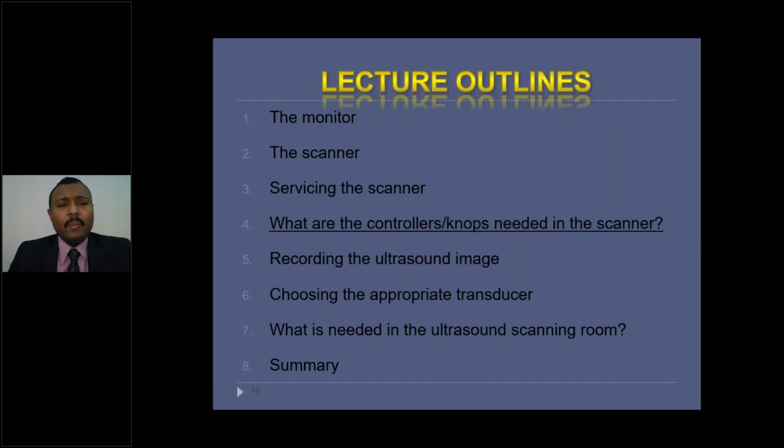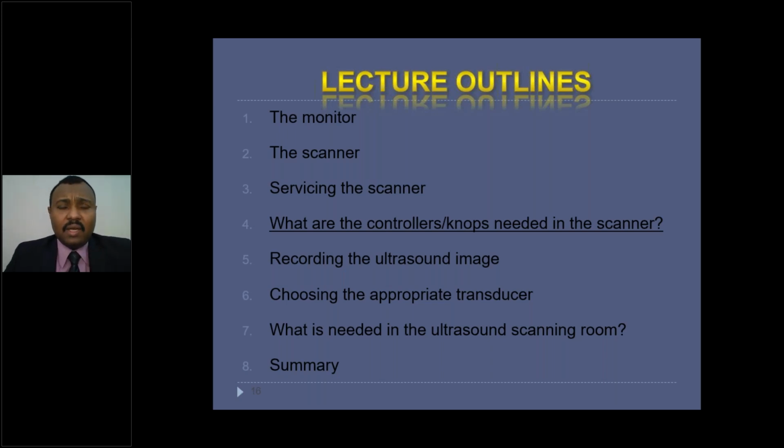To this inquiry which was raised at point number 4, and this inquiry appears in the form of a question which asks what are the controllers needed in the scanners, or what are the knobs that we should reassure are available at our ultrasound machine or at our scanner.